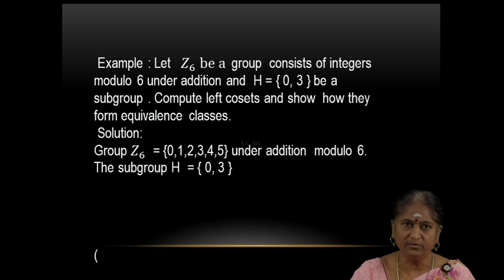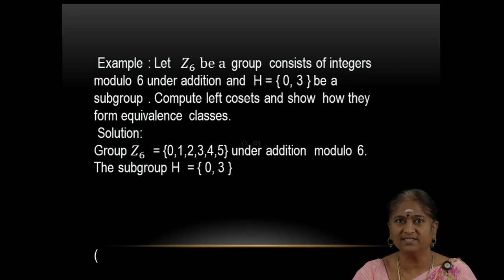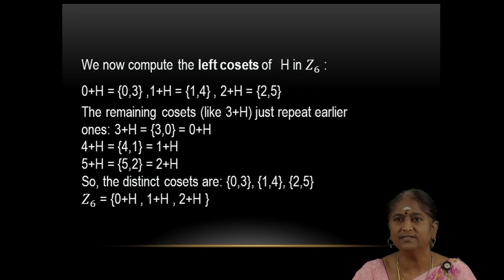Now we are going to show an example of how cosets form an equivalence relation. Let us consider Z6 under addition modulo 6. Let G be the group (Z6, +), and H be a subgroup of G, which is the set {0, 3}. Now we are going to compute all the left cosets and show how they form equivalence classes. Z6, the integers modulo 6, is the set with elements 0, 1, 2, 3, 4, 5. The subgroup H consists of only 0 and 3. Now we compute all the left cosets of H in G.